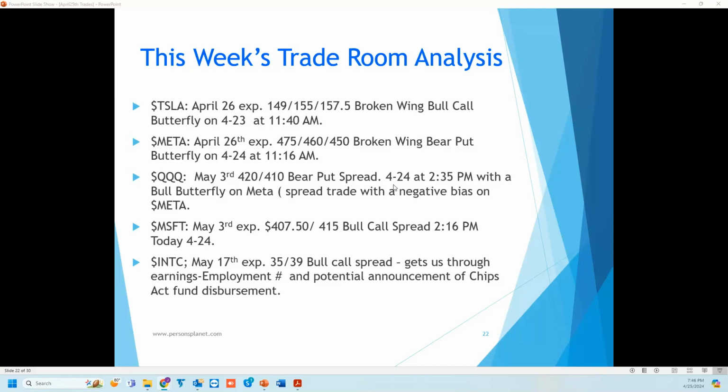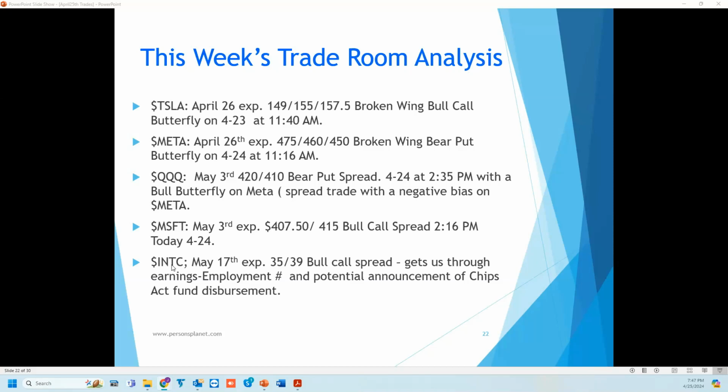Microsoft, this was one we put out today. So tomorrow morning is going to be fun. Microsoft, May 3rd expiration of 407. Now, this was different. A 407.5, 415 bull call spread. I'll go through exact details of why that was a bull call spread and why we selected those particular strikes. And then the worst trade of the week, but it's going to be painful. I wasn't comfortable with it, and I thought, you know what, guys, Intel, and I'll share these charts with you based on what we learned tonight.